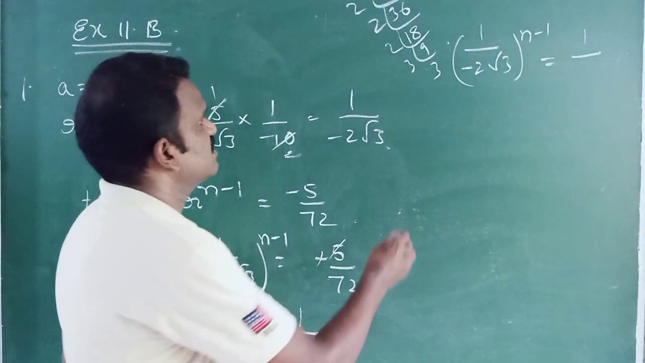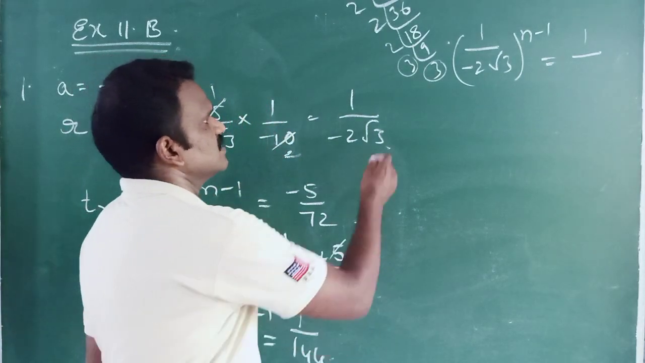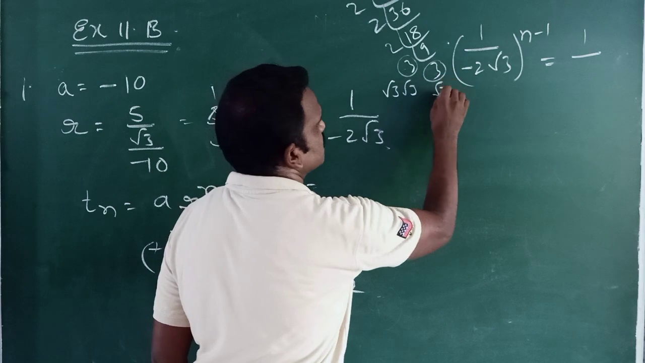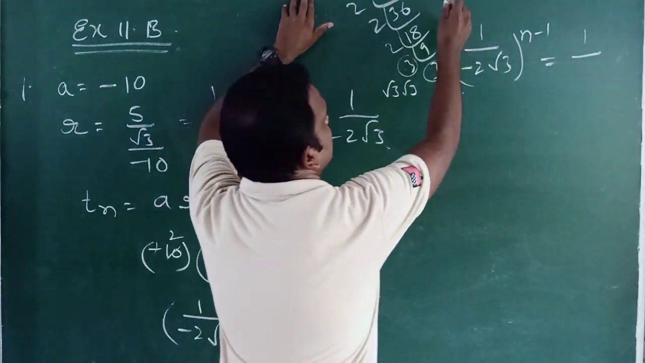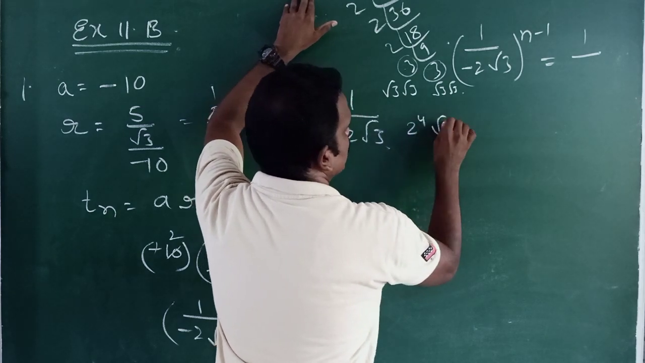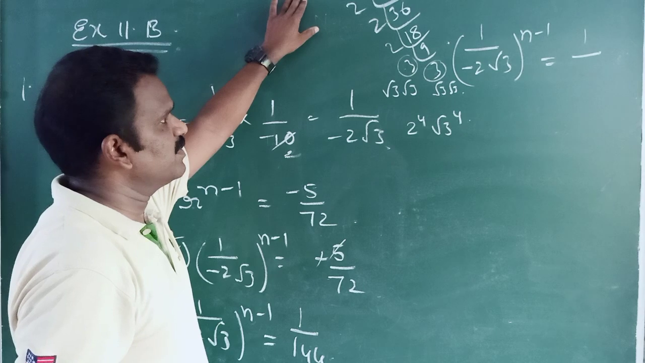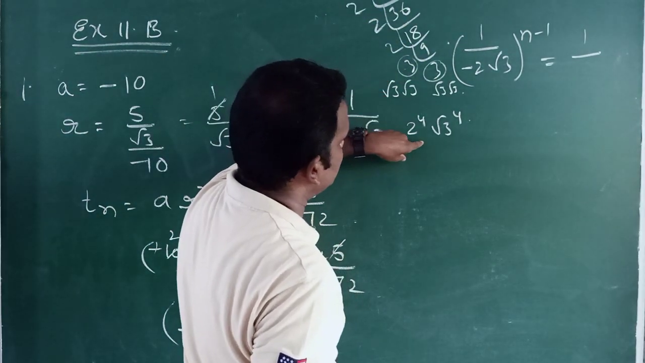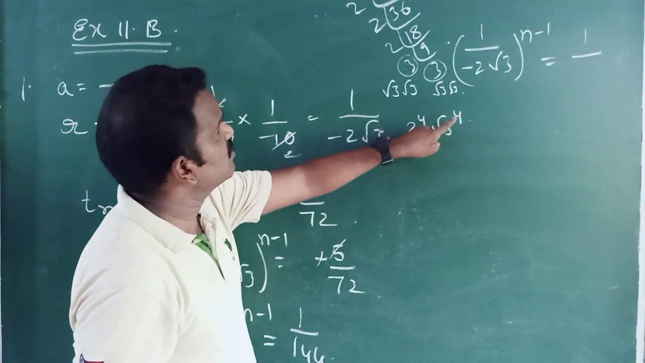So instead of this 3 and this 3, what can we write? Instead of this 3 we can write √3 into √3, and the second 3 we can write as √3 into √3. So we can write 2 to the power of 4 and √3 to the power of 4. Look carefully, everybody. So how can we write this 144, children? We can write it as 2 to the power of 4, √3 to the power of 4.